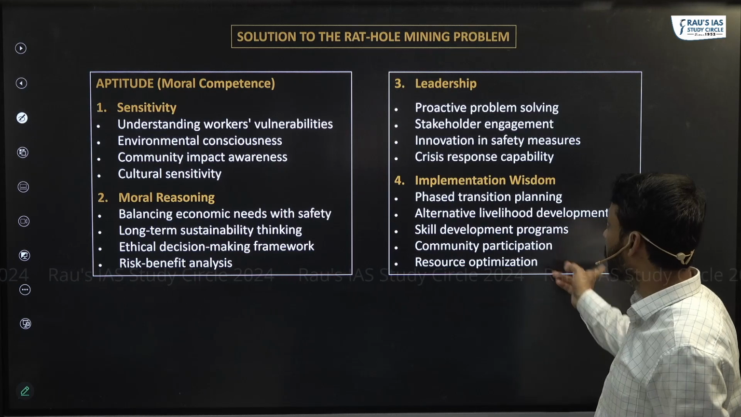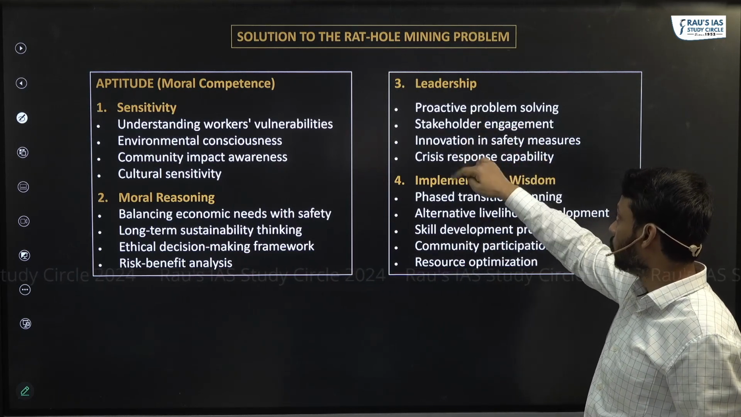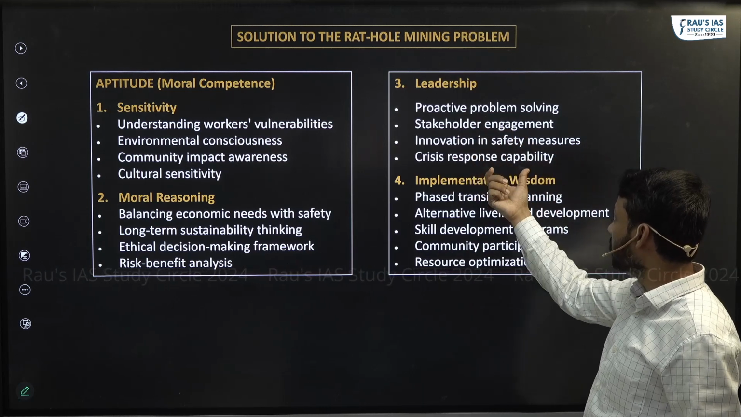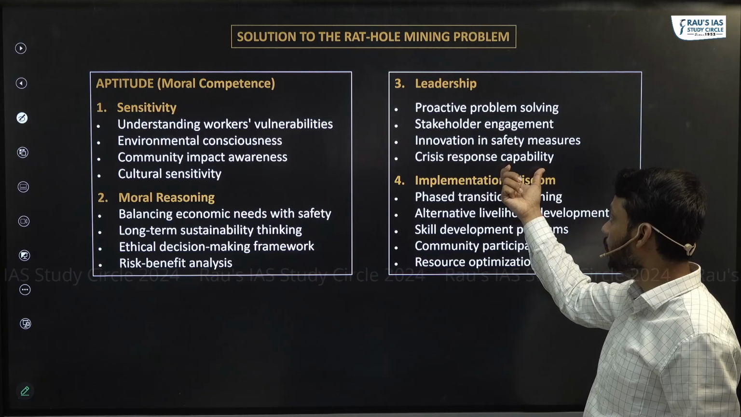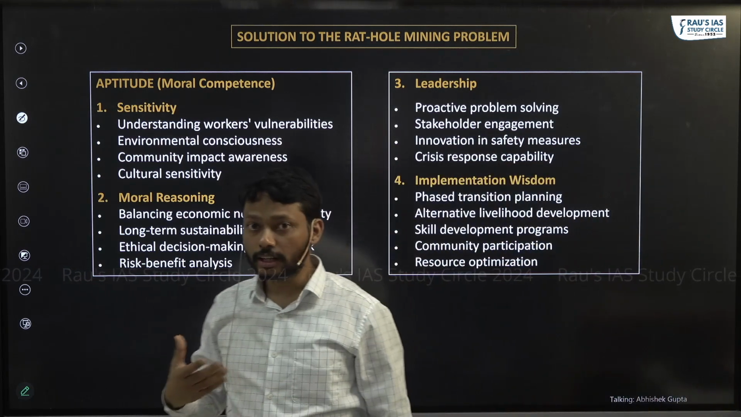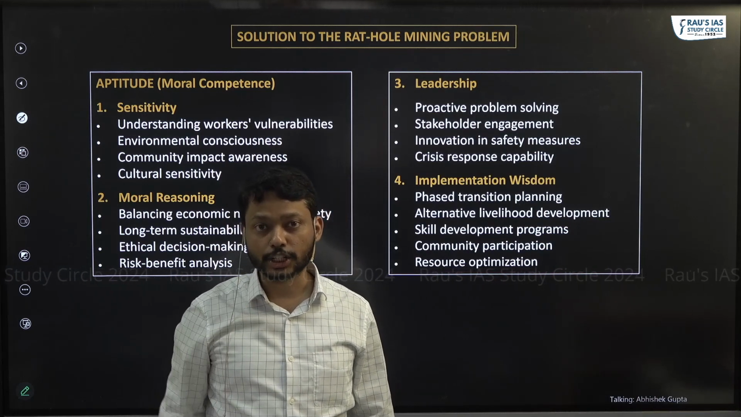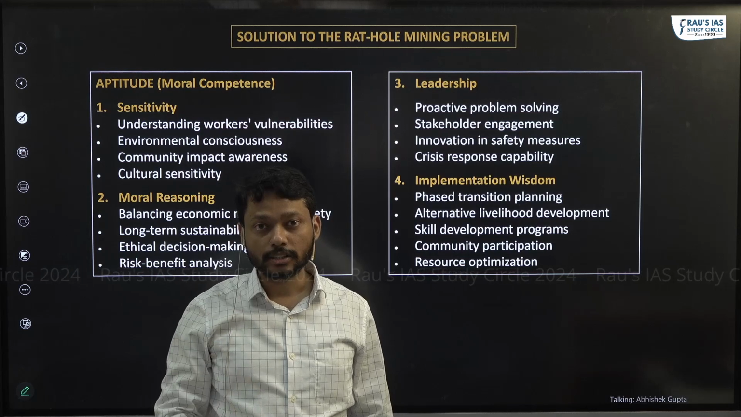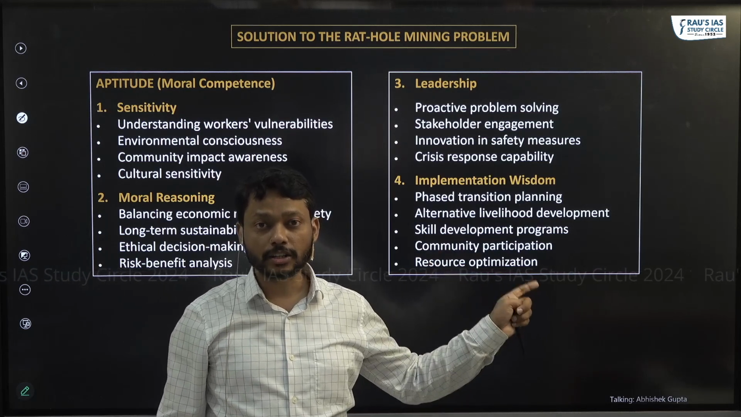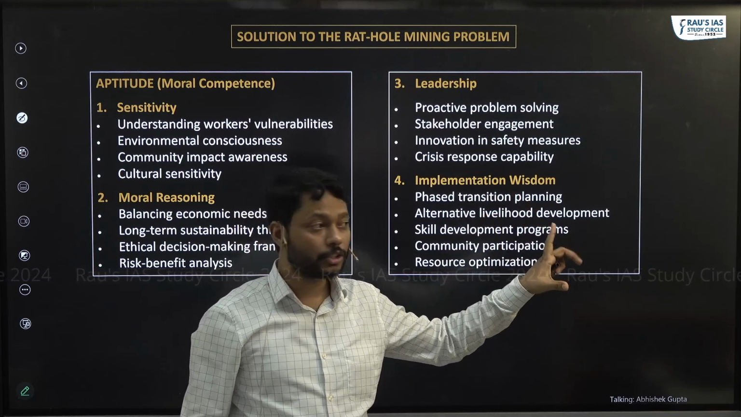Similarly, leadership, bringing others on the moral path through your own proactive approach, the stakeholder engagement, innovation in safety measures, crisis response capability. Developing capability in yourself and inculcating capability in others. That is leadership. This develops work culture. This sets the tone and tenor of the organization. This gives a direction, a vision. Leaders act like a lighthouse to give direction to others.